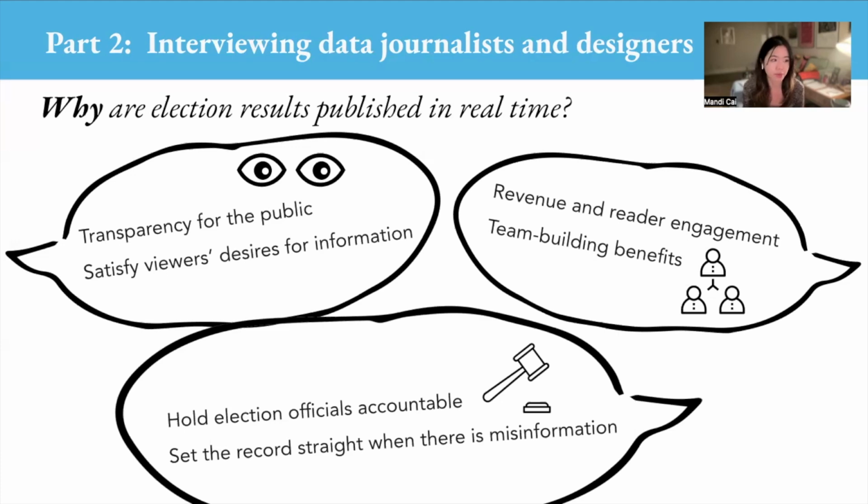The second bucket on the bottom is the accountability bucket. So publishing results live is an opportunity to set the record straight when there's misinformation about what results mean. It also holds election officials accountable while they're processing and reporting ballots. The third bucket on the top right is the internal benefits bucket. So doing live results is a chance for the whole newsroom to gather around one project. It's a chance for teams to work together. And because live results generate so much audience engagement and revenue, it's just really good exposure for that news outlet.